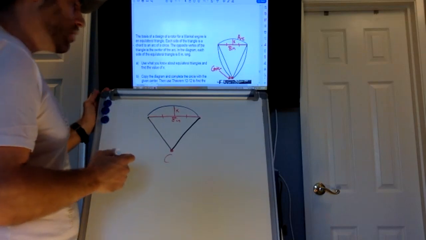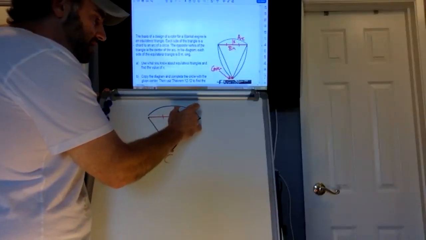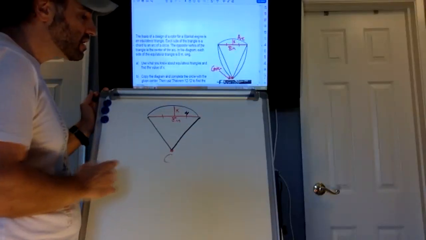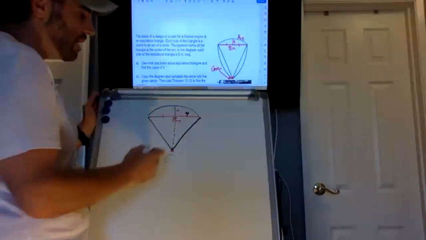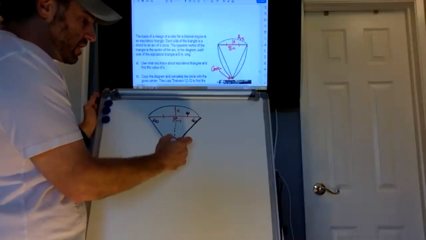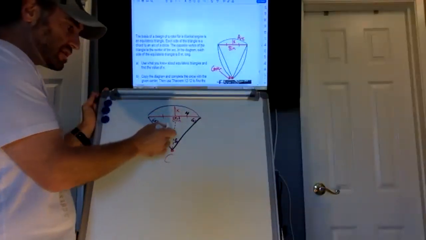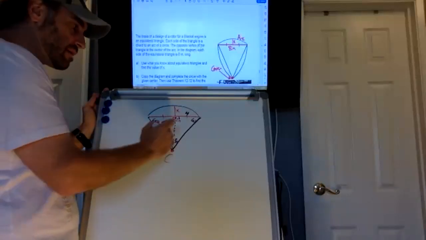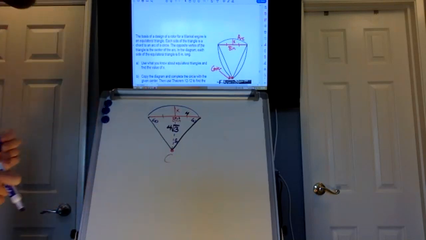Okay, let's see. So I'm going to make this 4, and I'm going to draw this out to here. I'm going to say that if this was a 30-60-90 right triangle, then I know this distance here. What is it? 4√3, right.